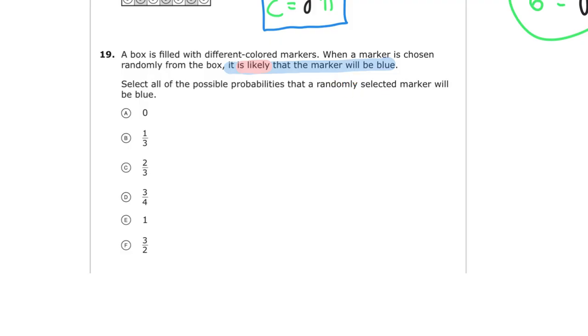Well, it's got to be more than half, right? Well, 0 is certainly not more than half, right? Because half would be 1 out of every 2 markers are blue, right? But since it's likely, more than half of the markers in the box are blue, so it would be more than 1 out of every 2. So 1/3 is less than half, so that's gone. 2/3 is more than half, so that works. 3/4 is more than half, so that works. 3/2 is larger than 1, so that actually makes no sense.